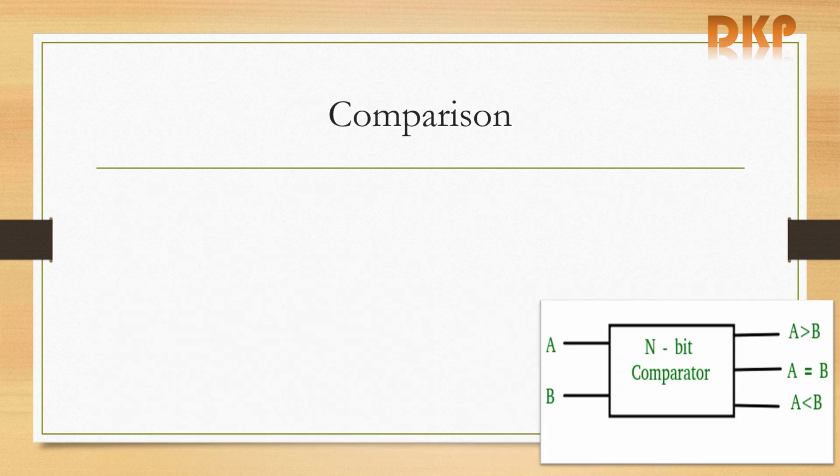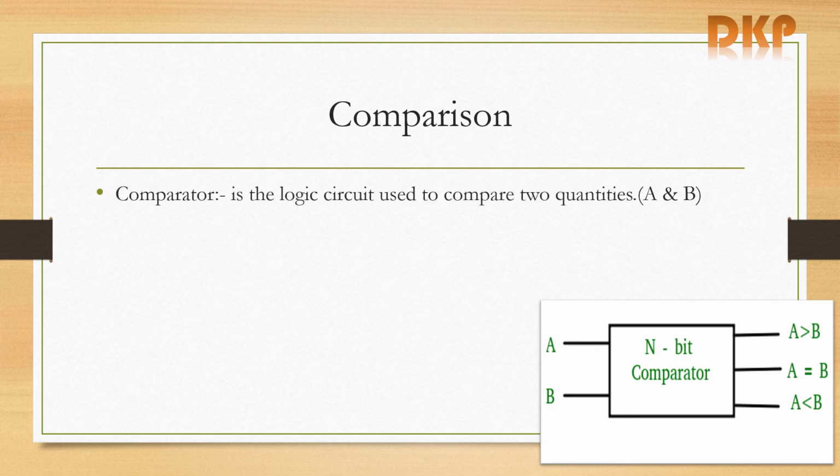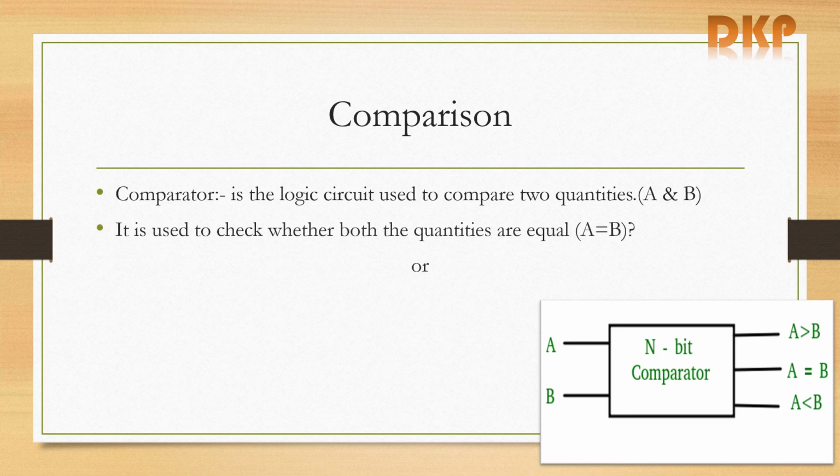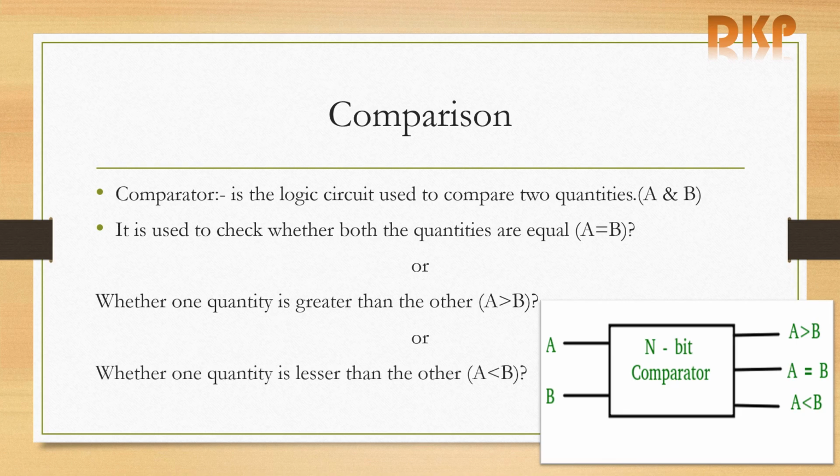Next operation is comparison. Comparator is the logic circuit used to compare two quantities. For example, there are two quantities here, A and B. So what is the function of the comparator here? It will compare these two quantities A and B. That is, first it will check whether A is equal to B, or whether A is greater than B, or whether A is less than B. So the job of the comparator is to check whether A is greater than B, or A is equal to B, or A is less than B.